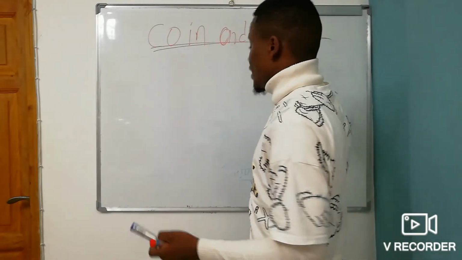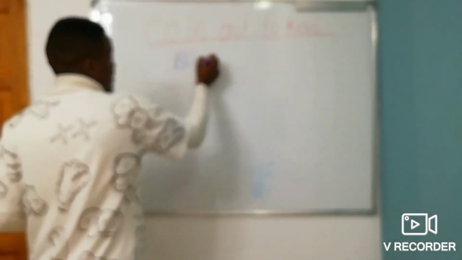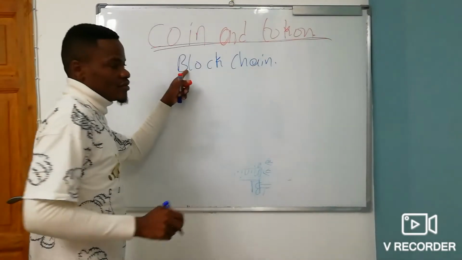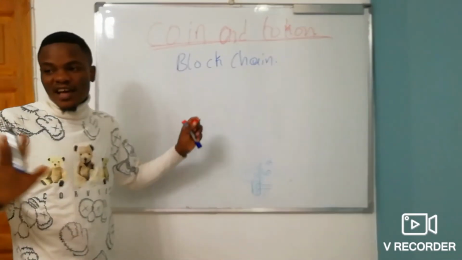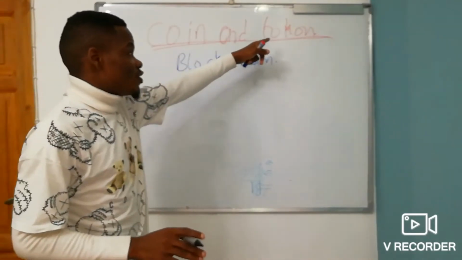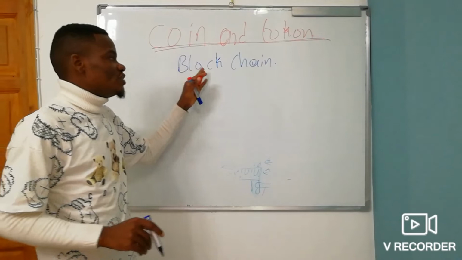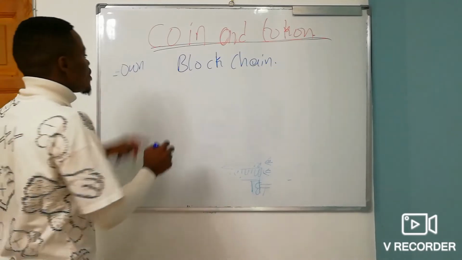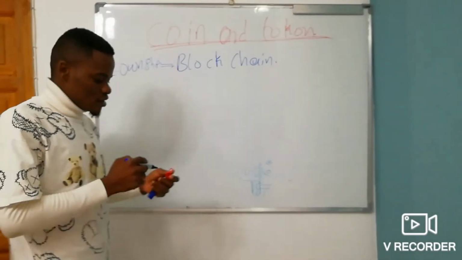So normally the difference between a coin and a token is the difference in the blockchain, right? It is the blockchain. I remember in the last class we spoke about blockchain, so this is not a new word to anybody today. So today we're talking about the difference between a cryptocurrency, between coin and token, right? And the difference is the ownership of the blockchain. Who owns the blockchain?